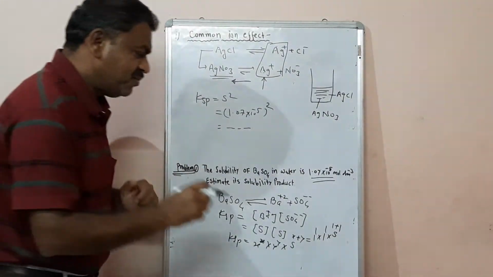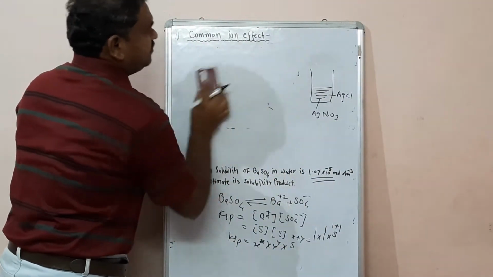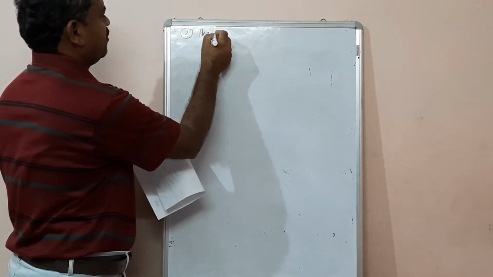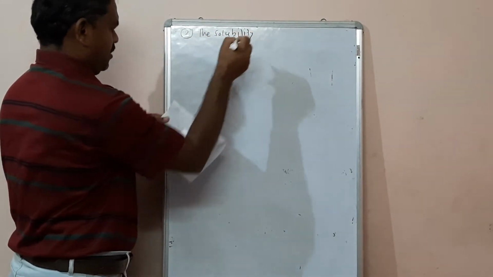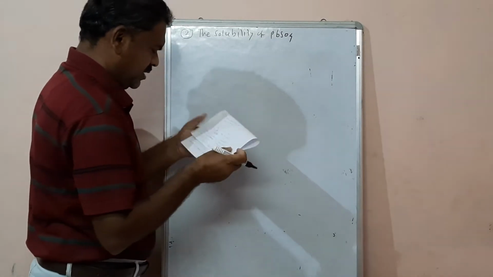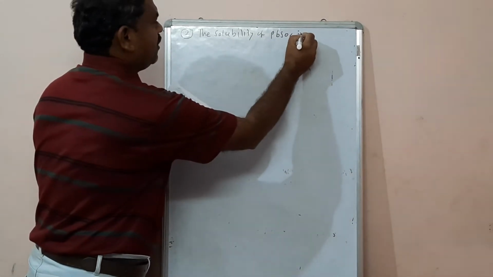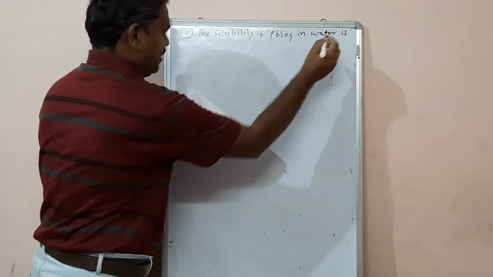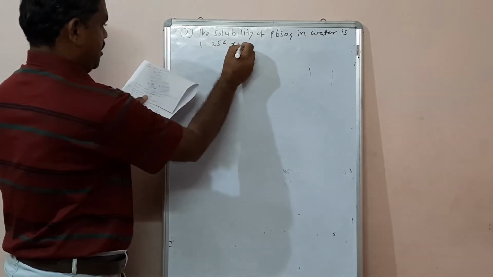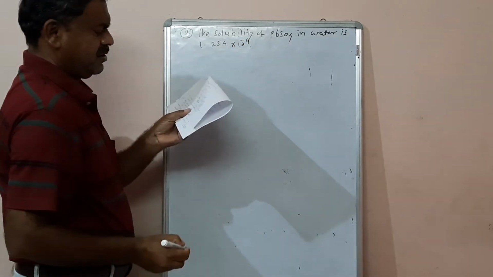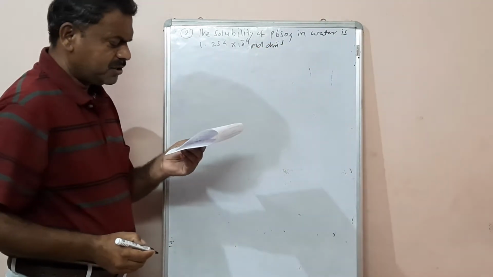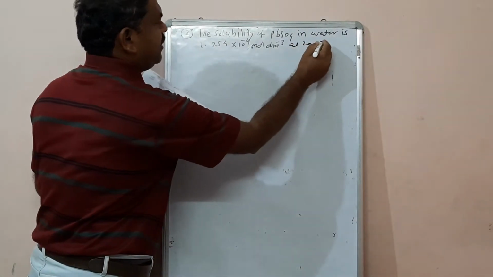Okay, the next numerical. Second numerical: the solubility of lead sulfate in water is 1.254 into 10 to the minus 4 moles per decimeter cube at 298 kelvin.